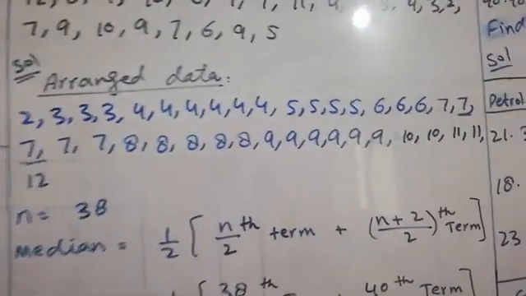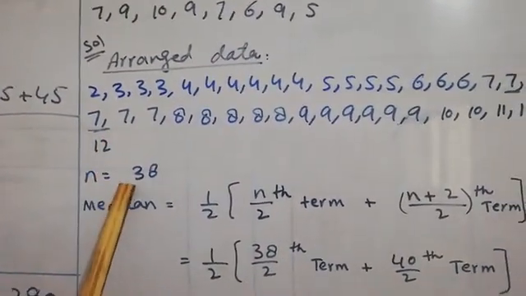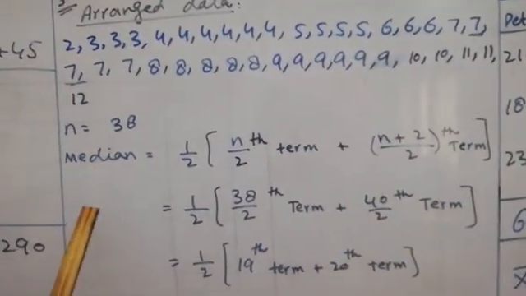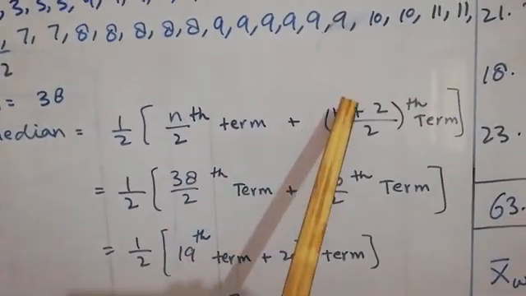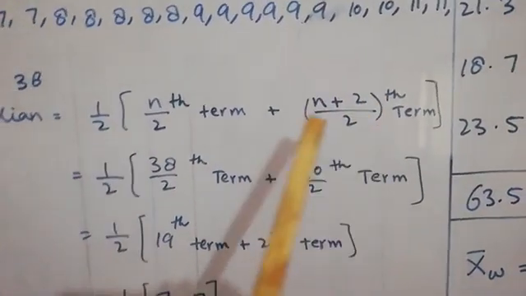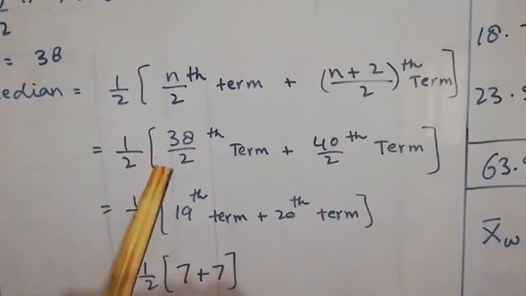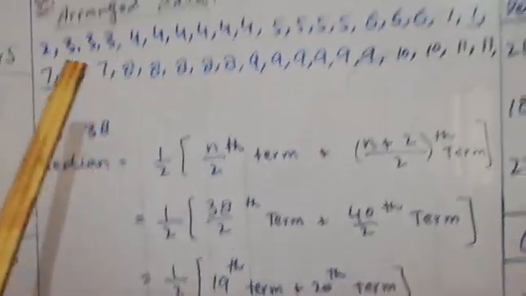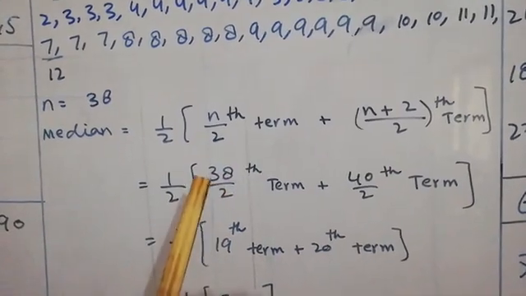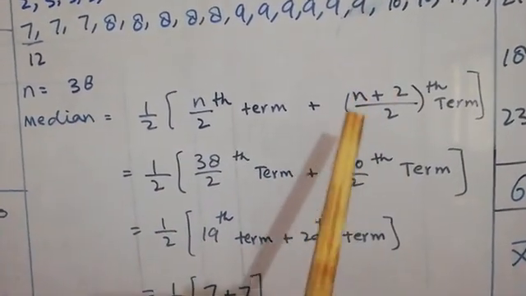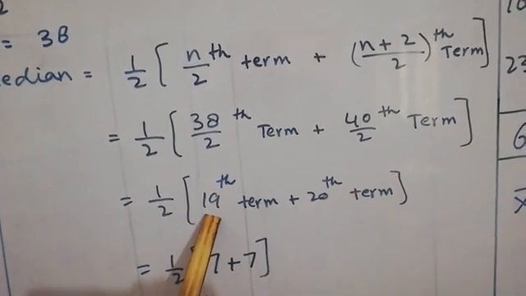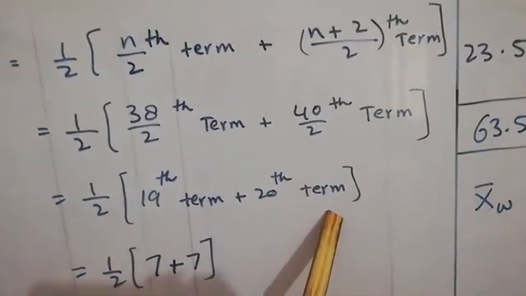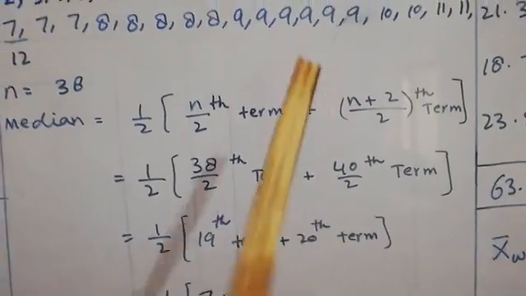But when n is even, then we will use the formula of median, which is 1 by 2 times the (n by 2)th term plus the ((n plus 2) by 2)th term. Okay, and n means the number of values; there are 38 values, so 38 by 2, and 38 plus 2 is 40, by 2. It means we will find the sum of the 19th term and the 20th term of the arranged data.